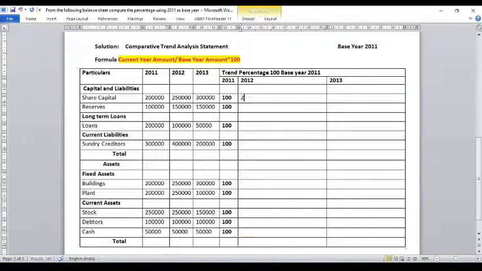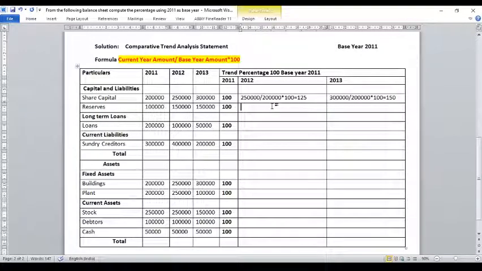For 2012, the share capital is 2,50,000 divided by base year 2 lakh into 100, and you get a percentage of 125. That means your share capital has increased to 125 percent. Next, for 2013, your share capital is 3 lakh divided by 2 lakh into 100. So you get a percentage of 150. That means your share capital has increased to 150 percent.